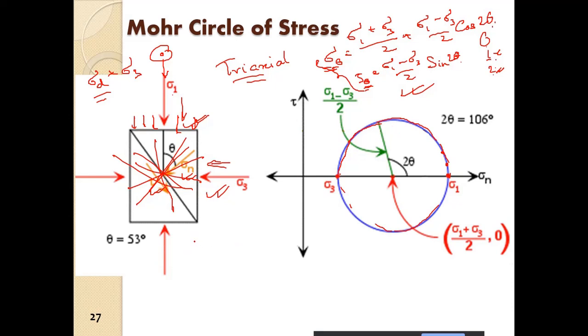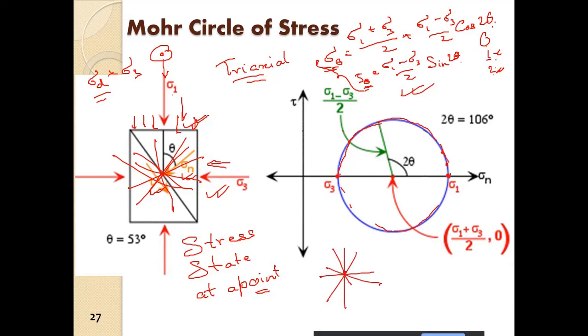When we say stress state at a point, there are numerous planes passing through the point, and all these planes have different orientations. So what is the stress state? This Mohr circle gives a comprehensive view, or comprehensive idea, about the stress state at that particular element.